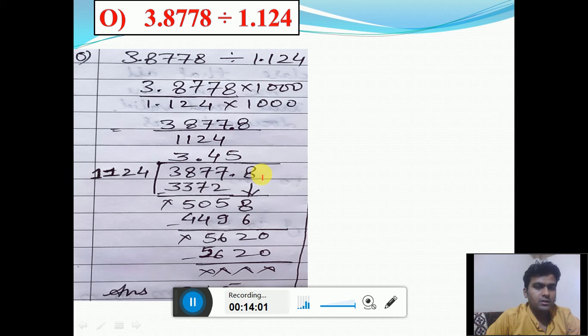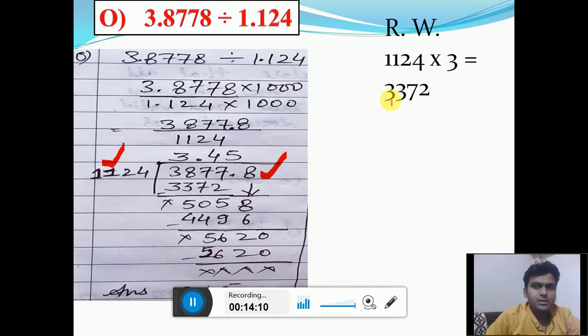3877.8 divided by 1124. Now we will read the table of 1124. How many times? 3 times. So we will get 3372. We have written here, subtract. We are left with 7 minus 2, 5. 7 minus 7, 0. 8 minus 3, 5. Now 505. Now we will take the next number and we will put the decimal point here.